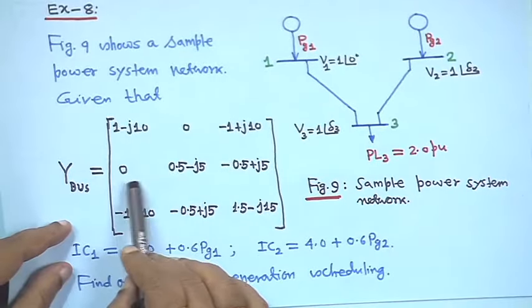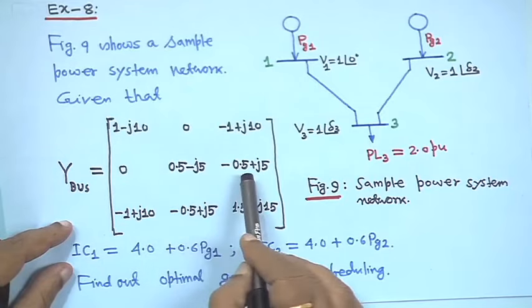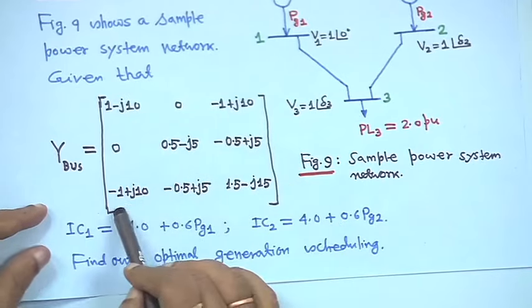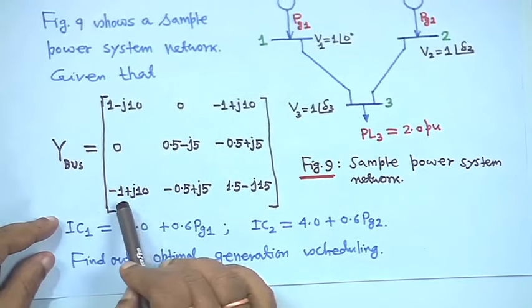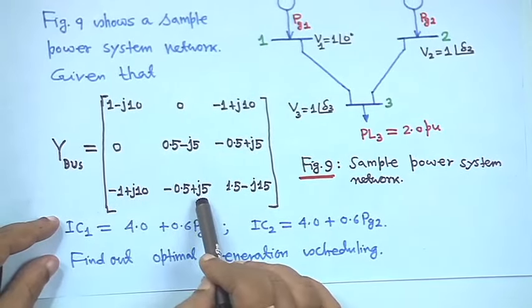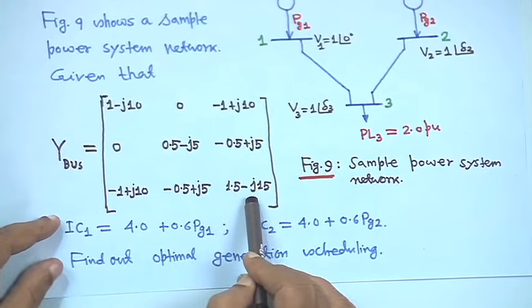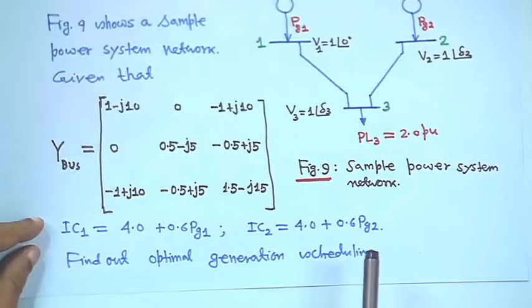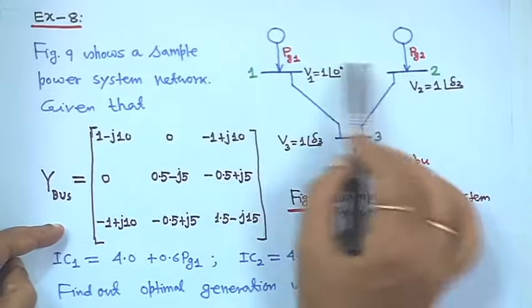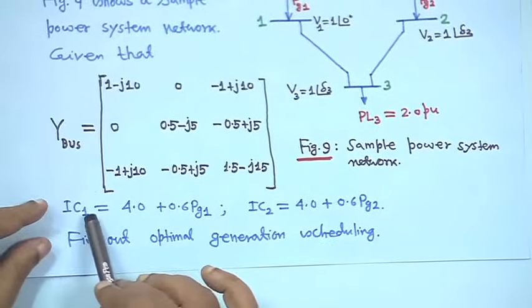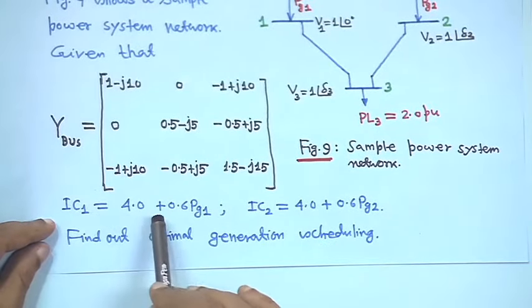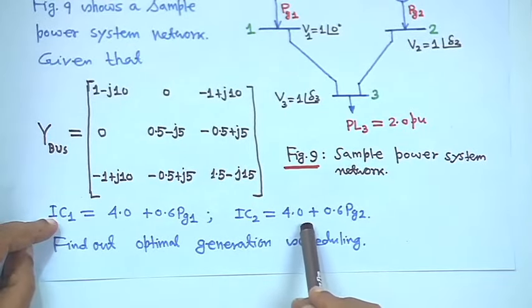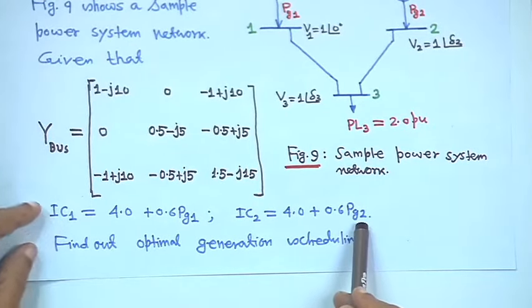Similarly, this is 0, this is 0.5 minus j5, this is minus 0.5 plus j5, and this one and this one are the same, Y13 and Y31. So minus 1 plus j10, minus 0.5 plus j5, and this is 1.5 minus j15. This Y bus matrix is given, and for the two units the incremental cost characteristics are given: IC1 is equal to 4 plus 0.6 Pg1, and IC2 is equal to 4 plus 0.6 Pg2.